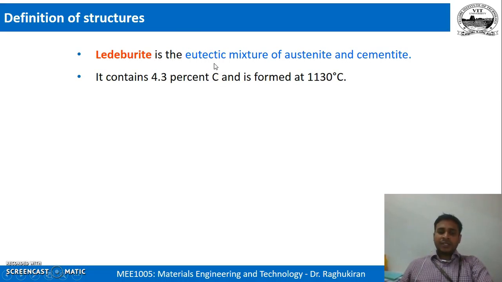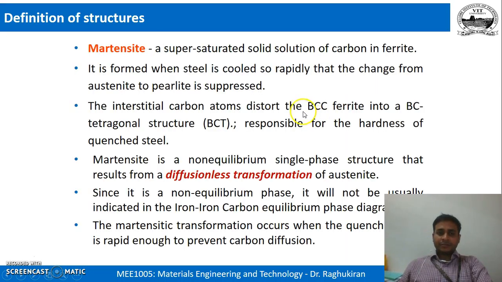What about pearlite? Pearlite also we have seen, it happens at about 0.8 percent of carbon, and at what temperature? Pearlite, that is at 723 degrees Celsius, right? Right. Then comes the martensite.